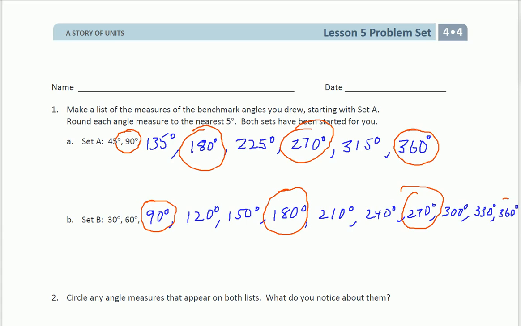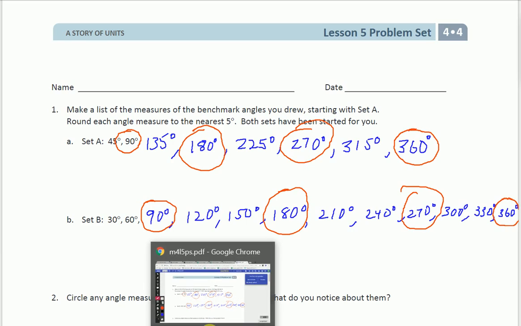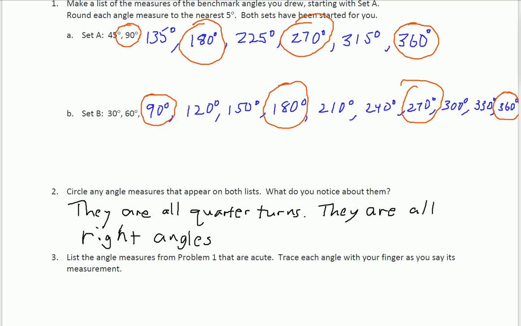All right, well, it says, what do you notice about them? Well, let's see. They are all right angles. They're all quarter turns. Okay, well, let's go ahead and write that down. They're all quarter turns. They're all right angles.